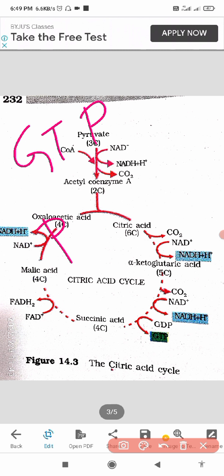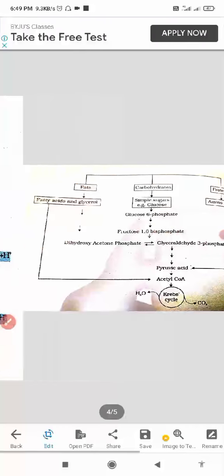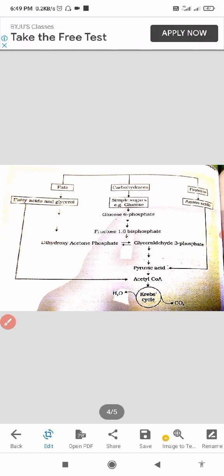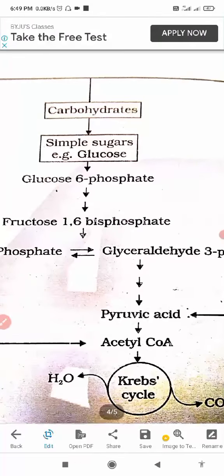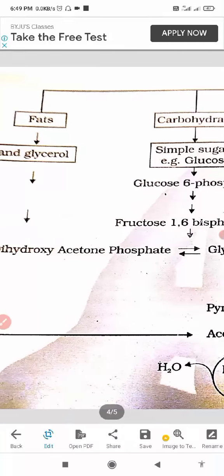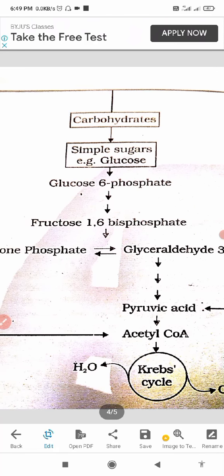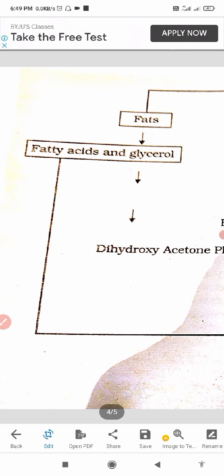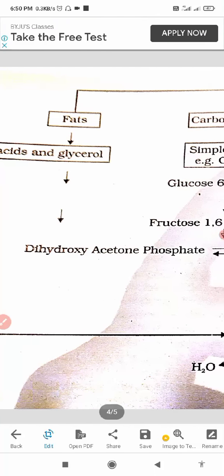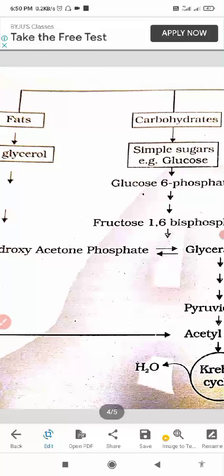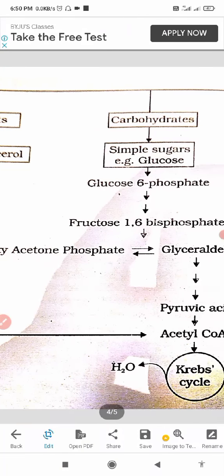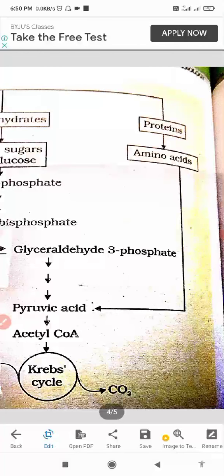Dear students, now come to the next, that is the amphibolic pathway. In all living organisms, as you know, food has 3 components: fat, carbohydrate and proteins. So whenever the breakdown of carbohydrate is taking place, simultaneously the breakdown of fat is also taking place, and formation of fatty acid and glycerol will be there. Then this fatty acid and glycerol will produce dihydroxyacetone phosphate, and this protein produces amino acid.